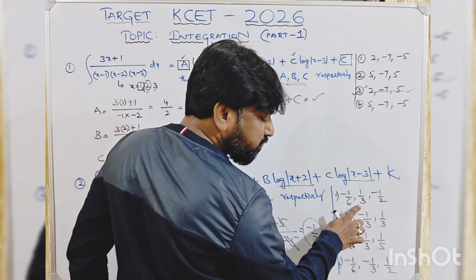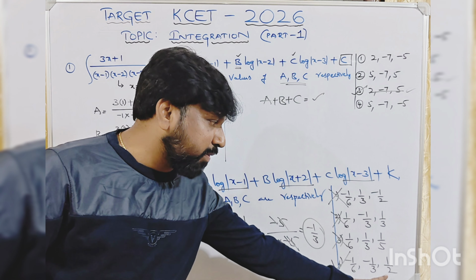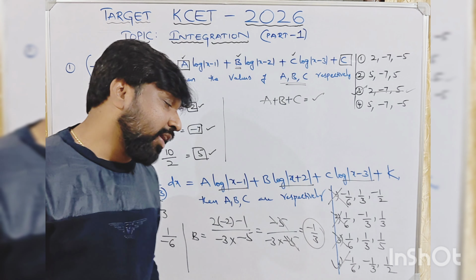So minus 1 by 3 means this is plus 1 by 3. So the first option is clearly wrong. Minus 1 by 3, so obviously the fourth option is the correct answer. Once you need to cross-check the C value, whether you are getting minus 1 by 2 or plus 1 by 2 or 1 by 5 or 1 by 3, and conclude the answer.